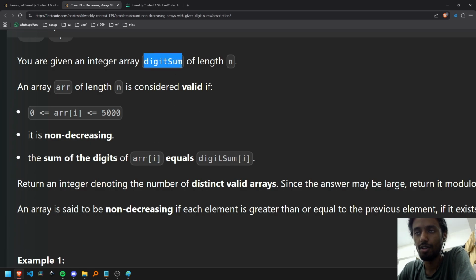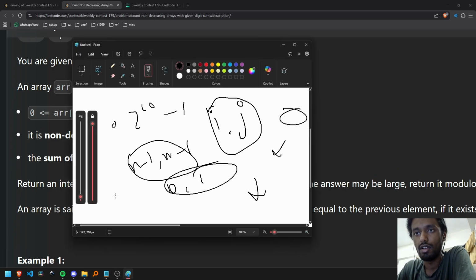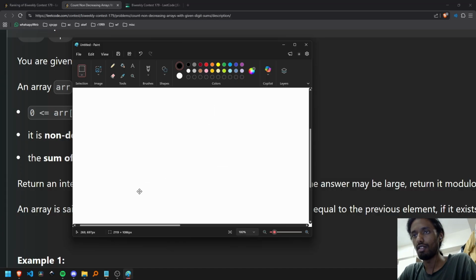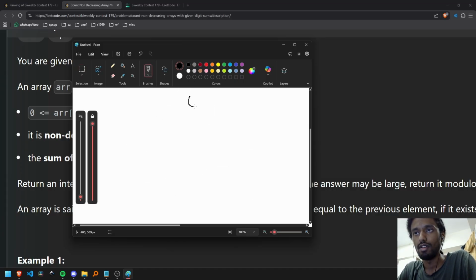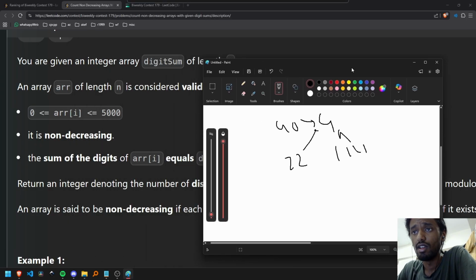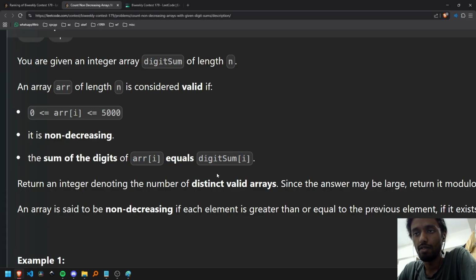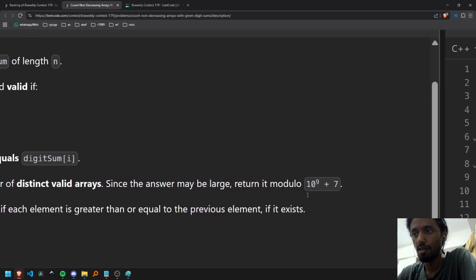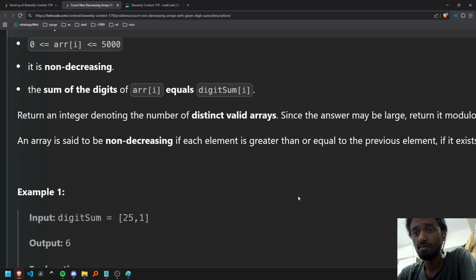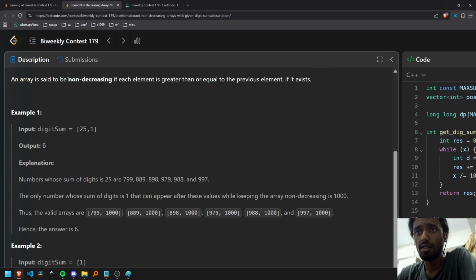So basically if digit sum at some i is x, that means, let's say digit sum is 4. Oh my bad. At some i digit sum is 4, that means we can place 22 here, 1 1 1 1, we can obviously place 40 here, since the sum of their digits is 4, right? So based on the number of values which can be placed at some digit sum, we have to find the number of valid arrays and return it modulo 10 power 9 plus 7. And this is just the definition of non-decreasing.